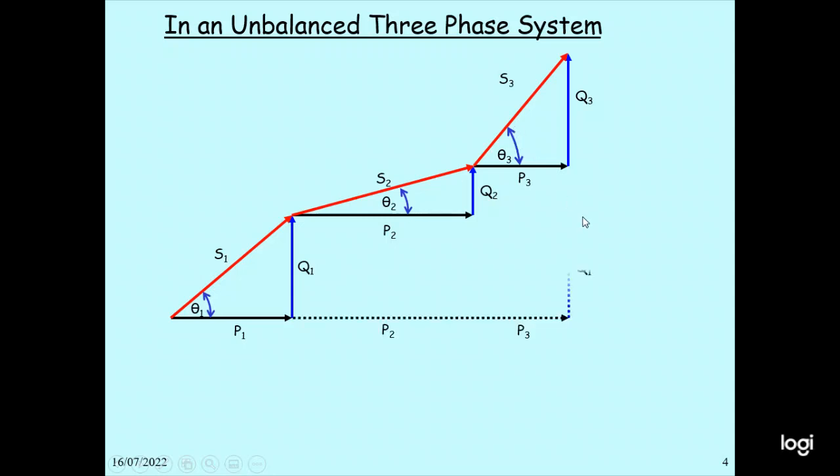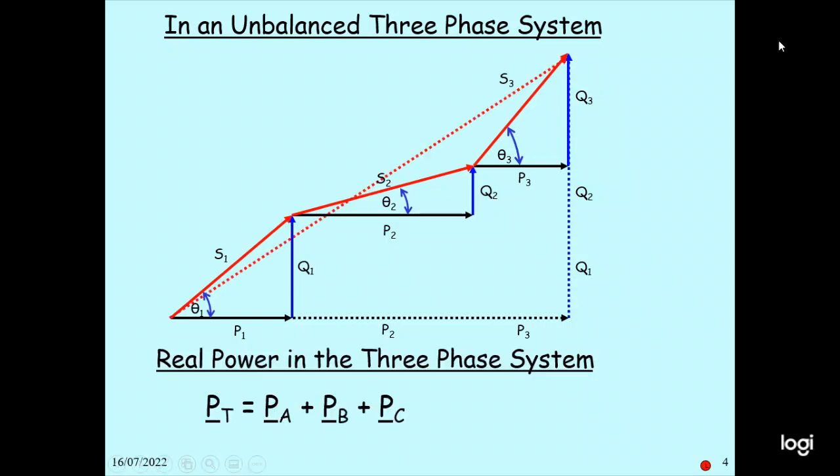Then we add all of them: we add P1, P2, P3, and we add Q1, Q2, Q3. Then you can see the total line. The dotted line is the total apparent power. So in this case, the real power in the three-phase system can be calculated as P total equal to Pa plus Pb plus Pc.